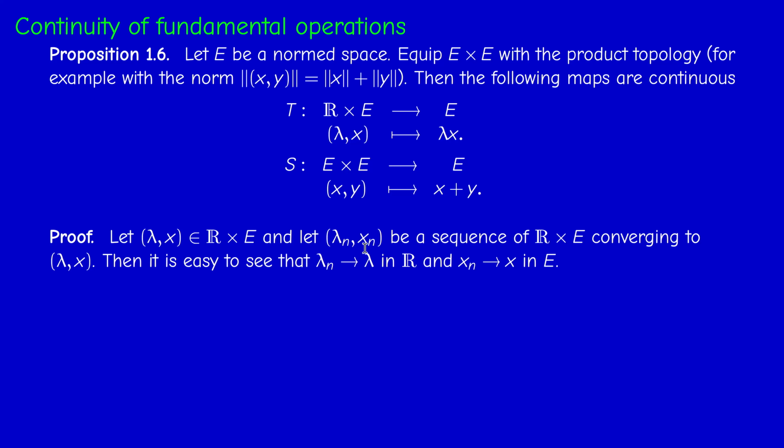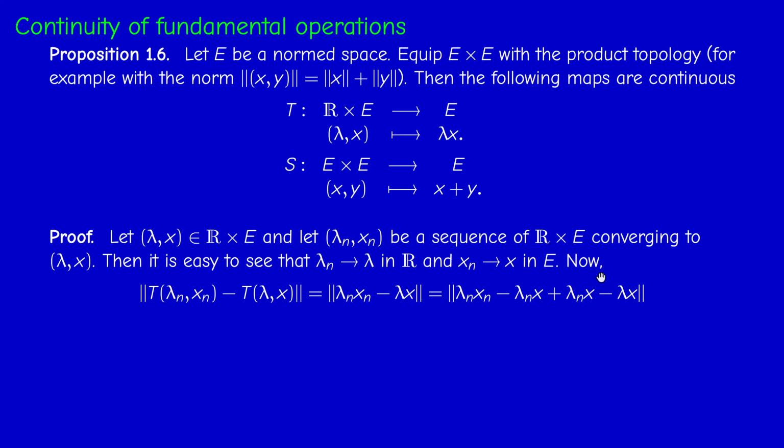So if lambda_n x_n converges to lambda x, then the first component converges to the first component, and the second component converges to the second component. It's not difficult to prove. And now I use the triangle inequality. So T(lambda_n x_n) minus T(lambda x) is by definition lambda_n x_n minus lambda x. If I add and subtract lambda_n x and apply the triangle inequality, I get the first term, lambda_n (x_n minus x), because I factor by lambda_n, and the second term I factor by x. Now I use the properties of a norm. I can put the lambda_n outside, but in absolute value, and here I can put lambda_n minus lambda in absolute value, but outside.